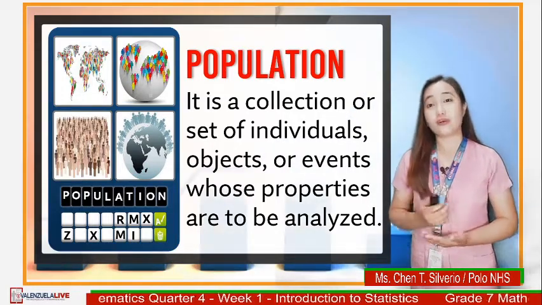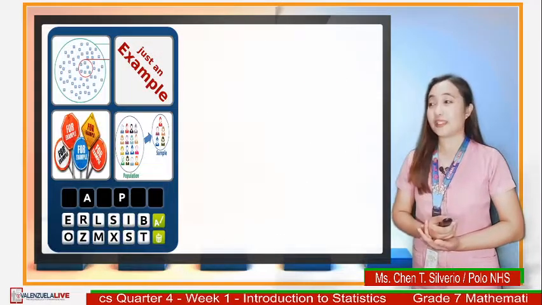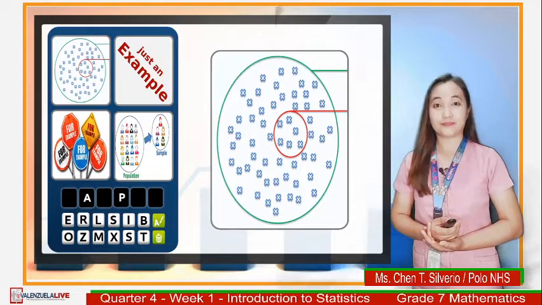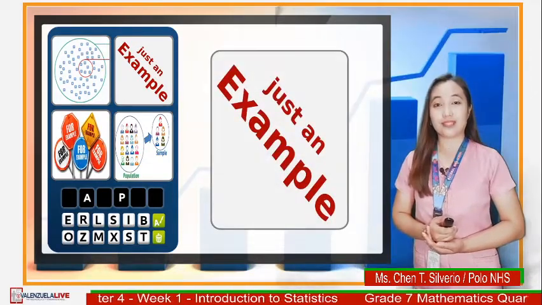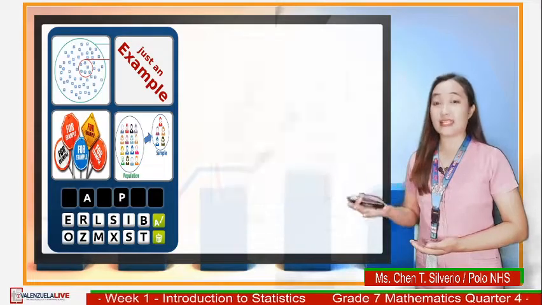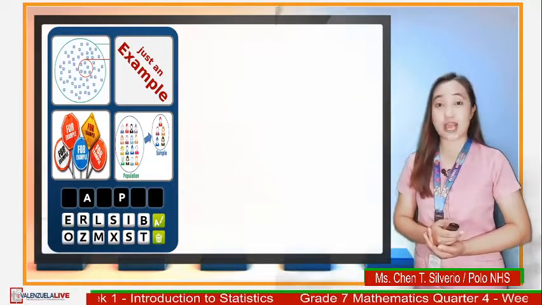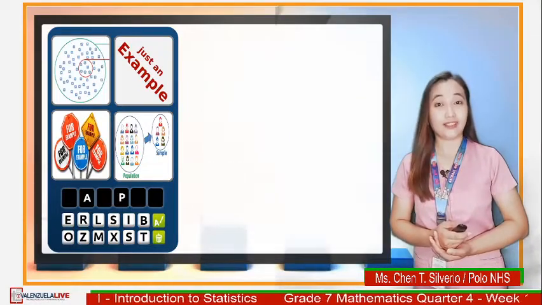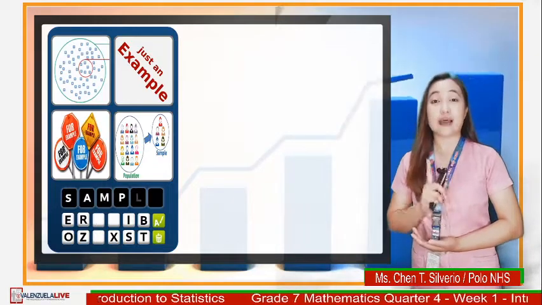Let us now go to the next word. Our first picture is this. Next picture. The third picture. And the last one. Do you already have an idea about our second word? Very good. Our second word is sample.